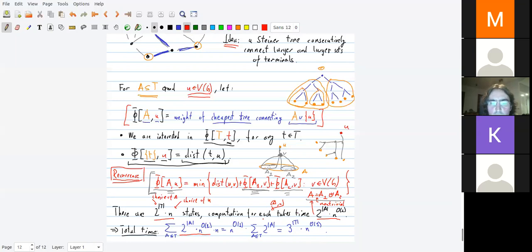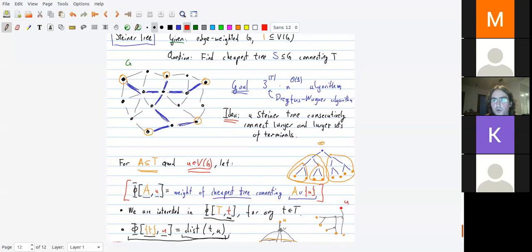Now when you look at it, I can put all these polynomial factors in front and just have the sum of 2^a over all the subsets of terminals. And this is again essentially the binomial expansion. This sum is equal to 3^t, where t is the number of terminals. So note that in this case, even though we had only 2^t terminal states to compute, the running time is actually 3^t, because the computation for each state doesn't take polynomial time. It takes exponential time.